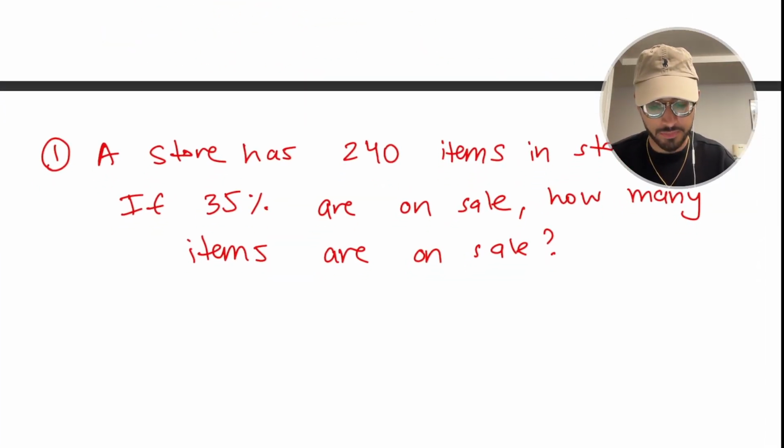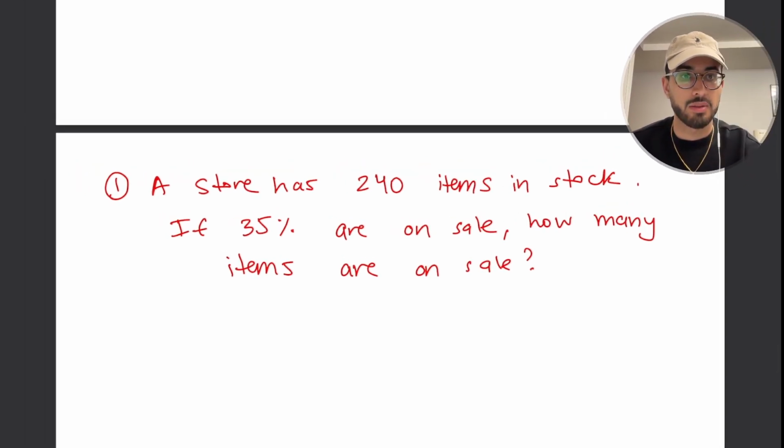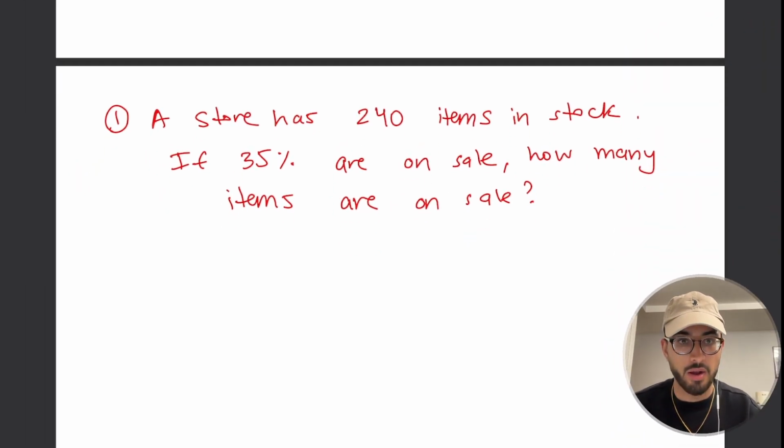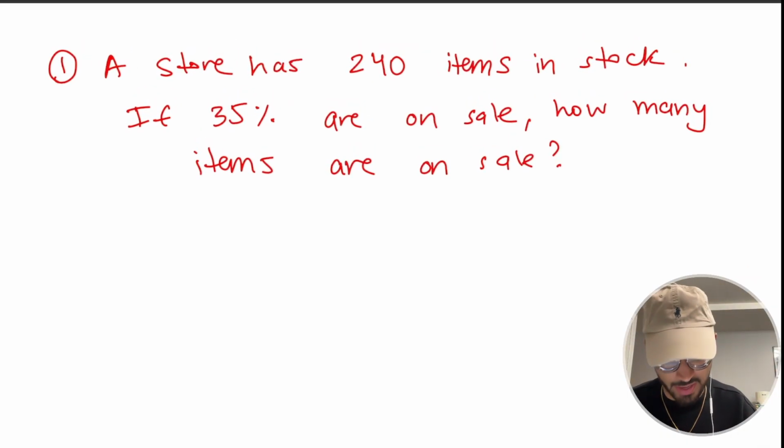All right, so a store has 240 items in stock, right? If 35% are on sale, how many items are on sale? So there are 240 items, and 35% of those are on sale. So you notice how I said "of," which hints that this will actually be the first case, the "of," not the greater than or less than case. So this is going to be pretty simple.